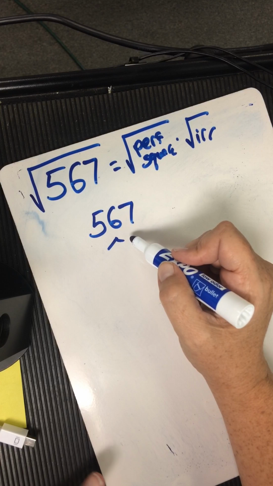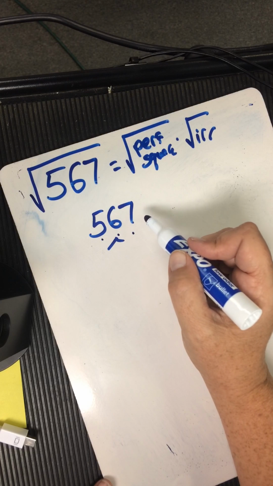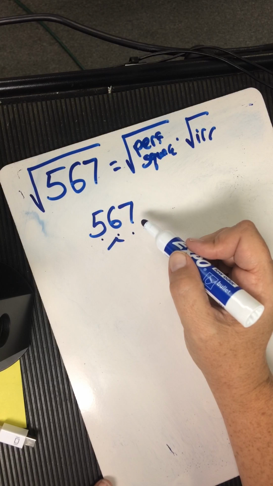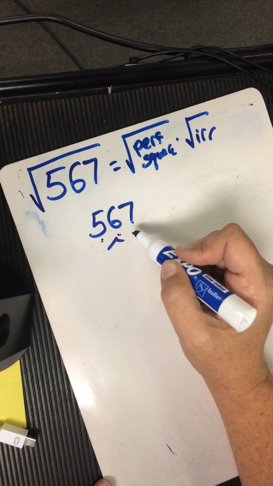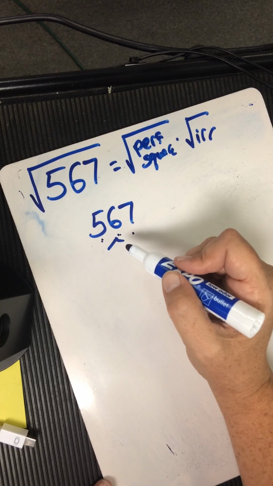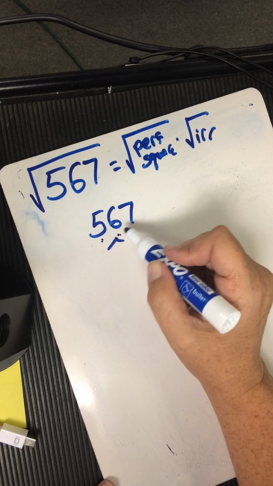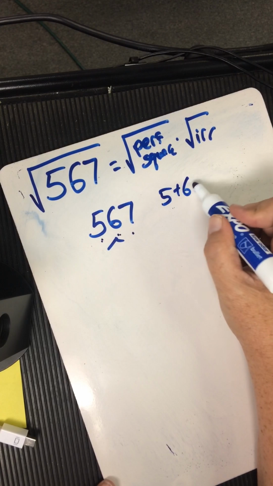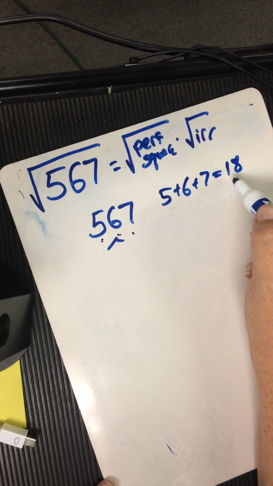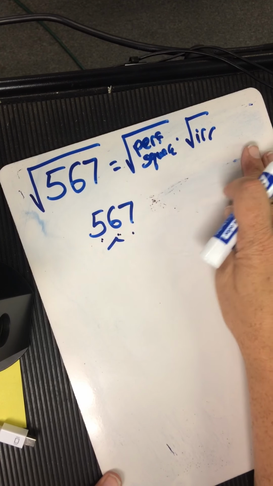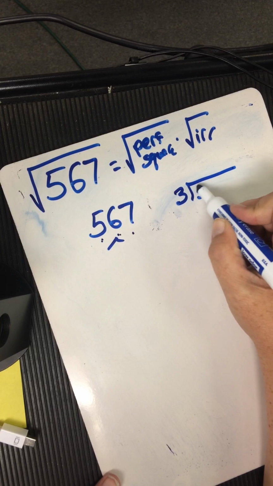Another trick to check for is if the digits of the number add up to a multiple of 3, then the number is divisible by 3. Let me say that again. It's just a little trick. If the digits of the number add up to something that's a multiple of 3, then the number will be divisible by 3. So 5 plus 6 is 11, plus 7 is 18. These digits add up to 18. If the digits add up to 18, that's a multiple of 3, then that means I can divide this number by 3. Alternatively, I could have just divided by 3 and seen if it worked.